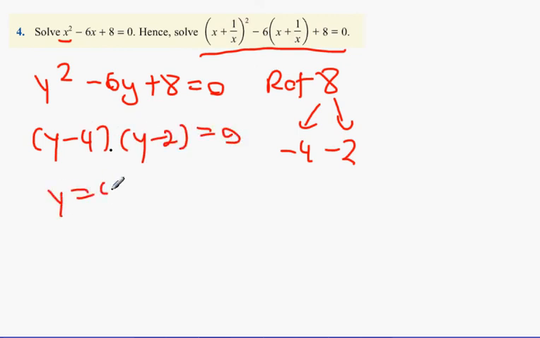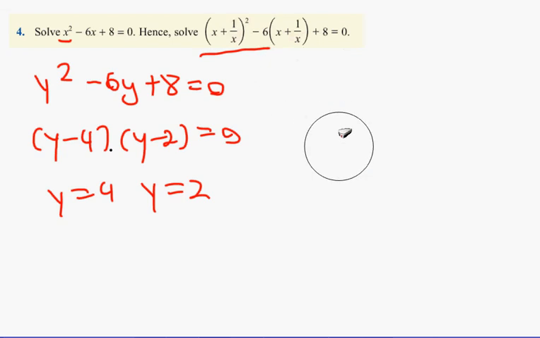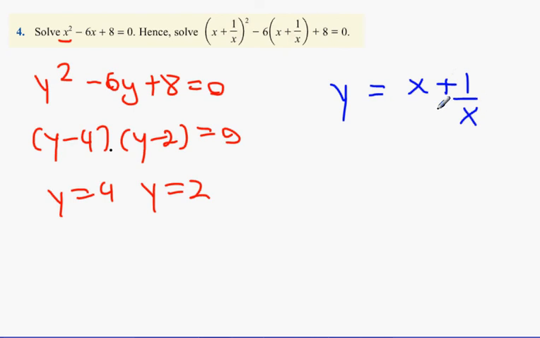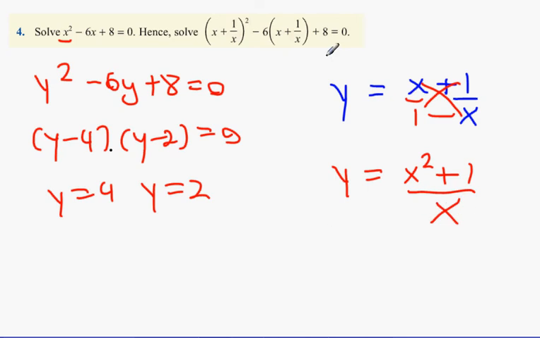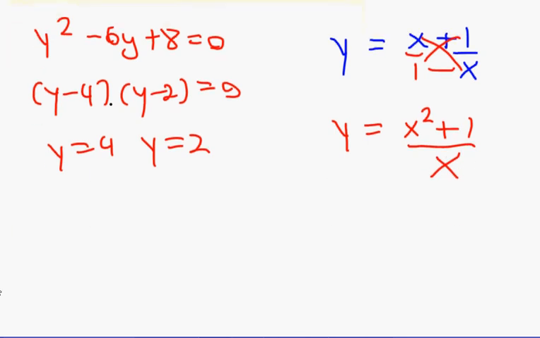Then we're going to get y equals 4, y equals 2. Okay, that's a no-brainer. The next thing is going to be whatever y is, y is equal to x plus 1 over x. Now before I do anything, I might as well just do my 3 lines right away, just to do the general one. Y equals x squared plus 1 all over x. Now I have 2 equations to work with.